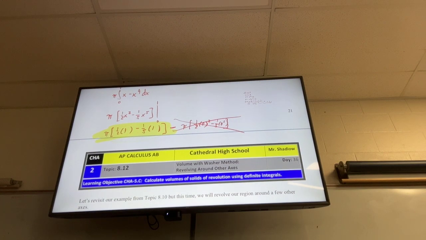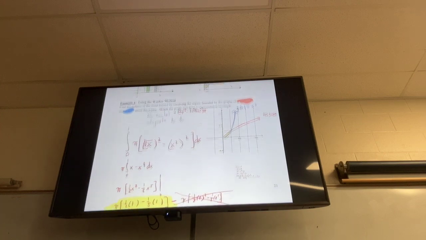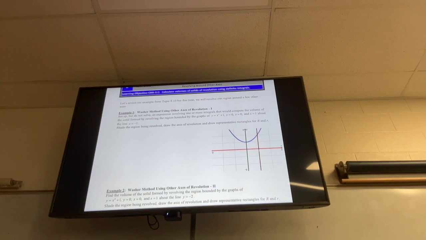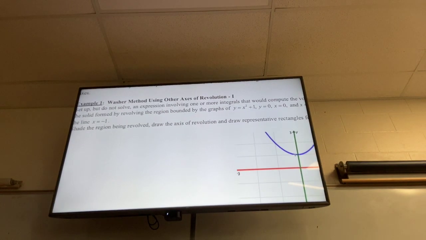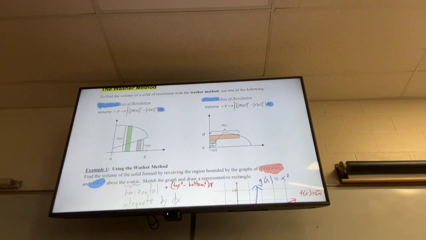All right, there you go. They didn't have an example around the y-axis, which is kind of frustrating. All right, 12. 3 more example problems. 12. Okay. Volume with washer method revolving around other axes.